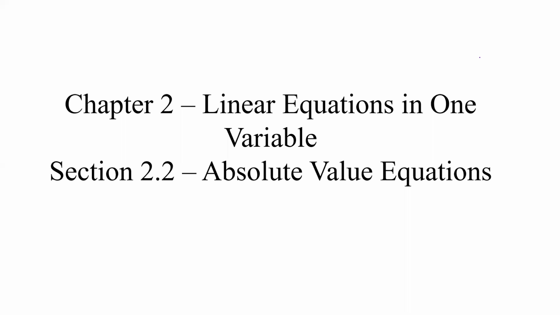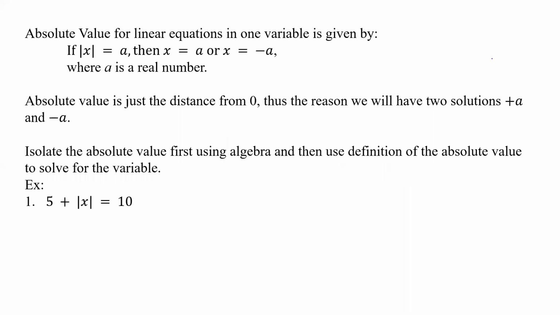All right, here we're in Chapter 2 on linear equations in one variable. Now this is Section 2.2 on absolute value equations. So an absolute value equation for a linear equation in one variable is given by the following. If the absolute value of x is equal to a, then we can drop the absolute value signs and say x is equal to a or x is equal to the opposite of a.